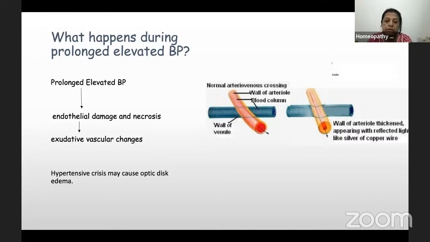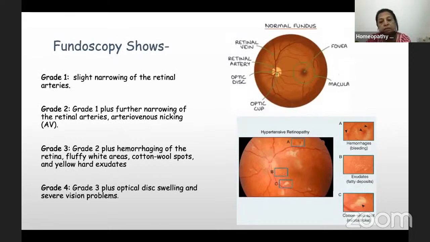Now, there are various grades of hypertension. The initial grade is just a narrowing of the blood vessels, that means a constriction of the blood vessels. Second is AV nipping. AV nipping is where there is a crossing of the artery and the vein, and the artery presses on the vein, so there is a narrowing of the vein in that area. Always remember, whenever ophthalmoscopy is done and there is AV nicking or AV nipping, it is always related to the heart, and you should go for investigations of the heart also.